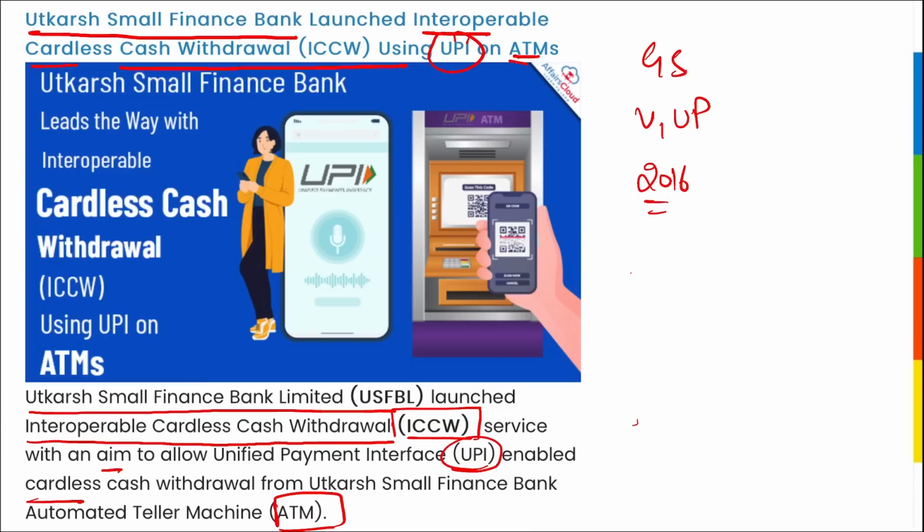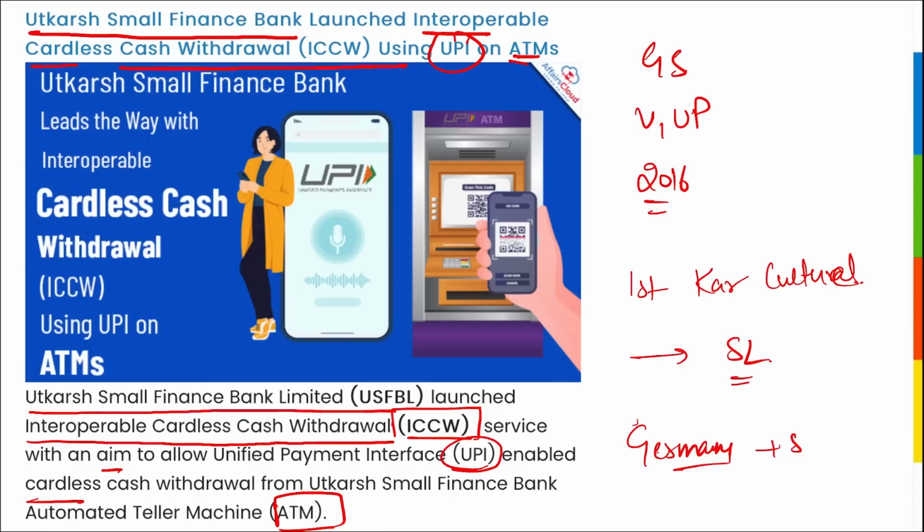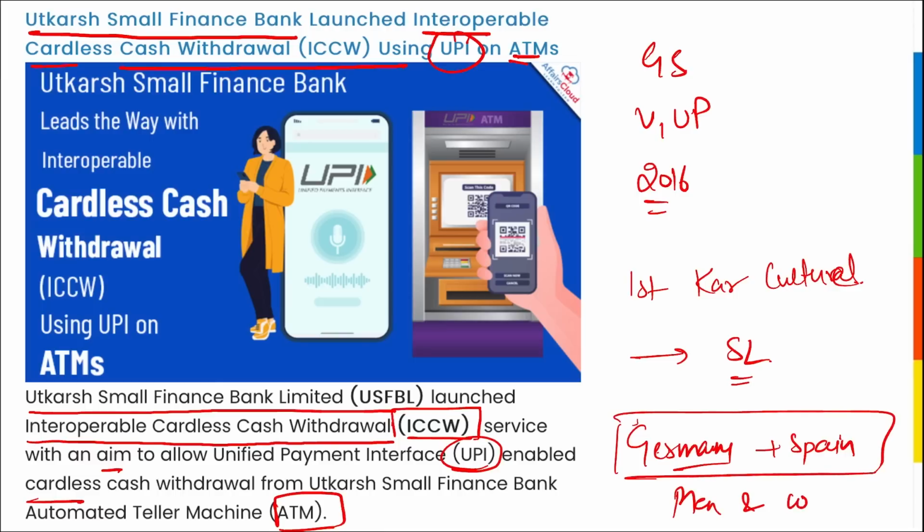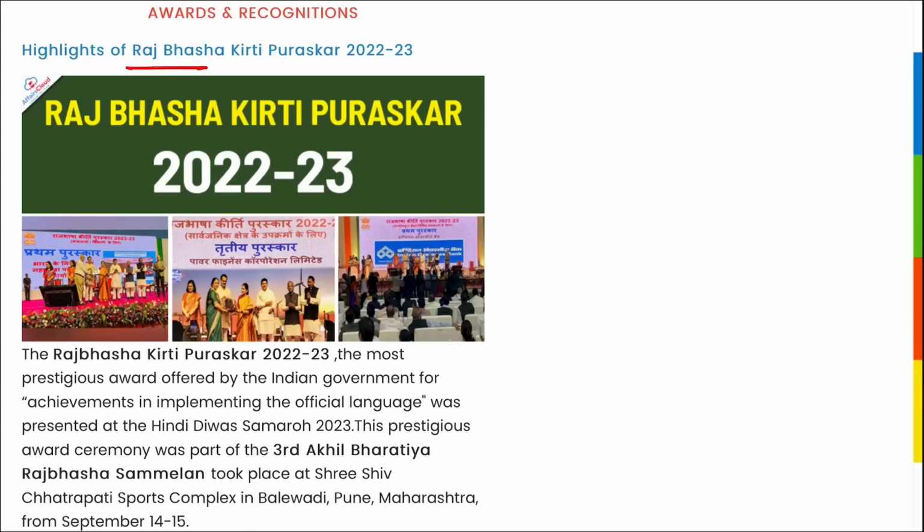Then apart from this, tell me, where was the first Karnataka cultural festival held? It was held in Sri Lanka, right? Then which country is developing a device for visually impaired children? It is Germany. And Germany and Spain are the two countries in the world where both men's and women's football teams have won the FIFA World Cup. Next, highlights of the Rajbhasha Kirti Puraskar for 22-23.